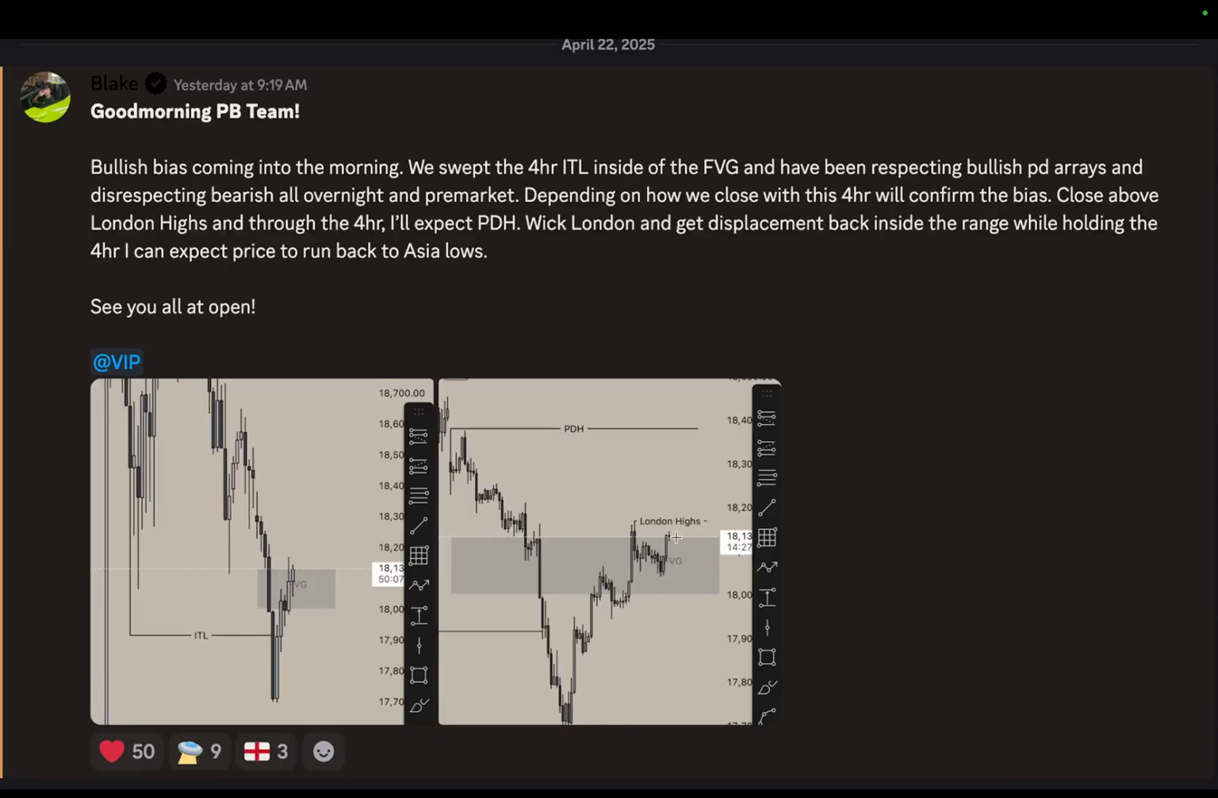Now let's say we wick out London highs and we hold this 4-hour gap. Then where can I expect price to go? Most likely London lows, right? Now, again, I'm always leaning towards somewhere. So in this example, I'm expecting this to get closed above. You always do want to have conditions because you're not always 100% right. I'm not always the market mover, but most of the time I am, okay? So that's just what I want you guys to know.